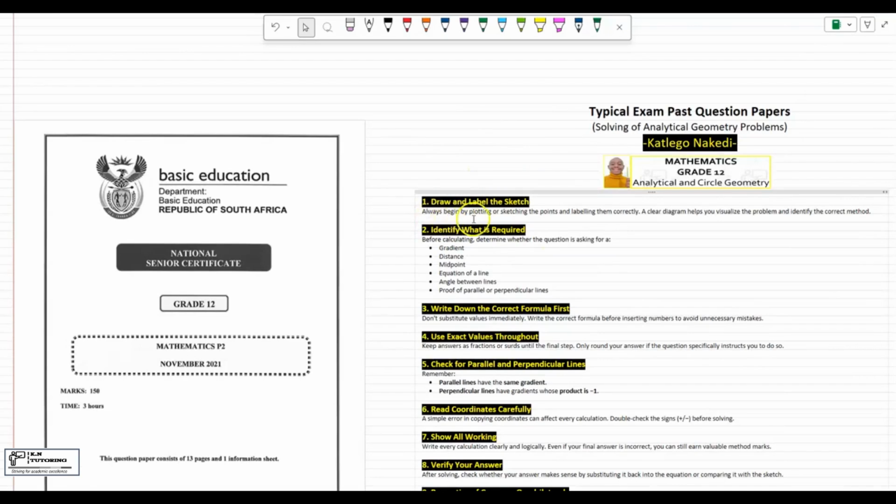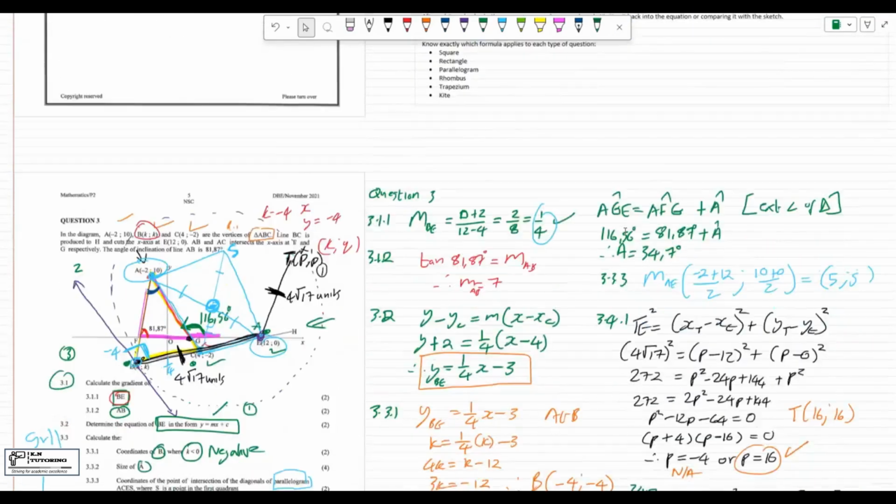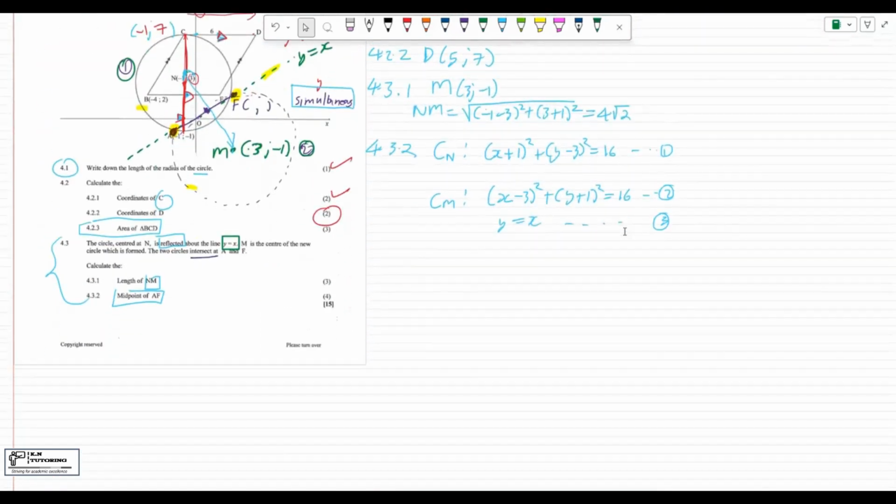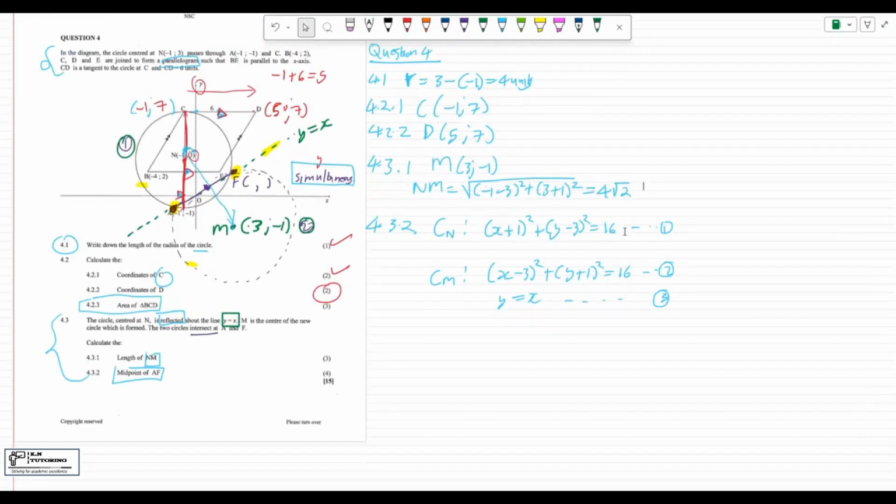Point 1. Always draw by plotting or sketching the points or labeling them correctly. A clear diagram helps you visualize the problem and identify the correct method. Okay, so that's why now, because I drew the line y equals x, I'm able to see that, oh, okay, there's also a line passing there. All right, so I can say substitute equation 3 in equation 2.